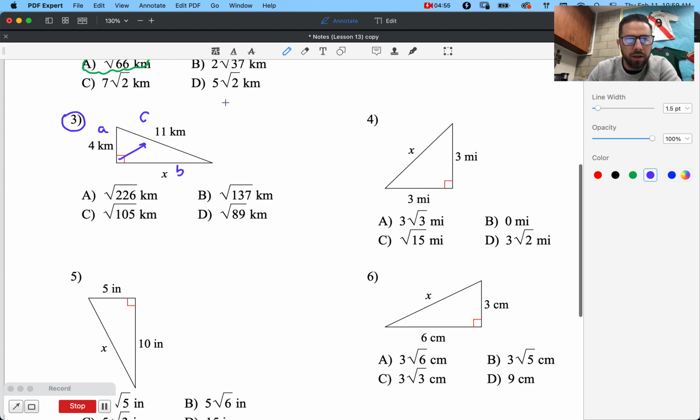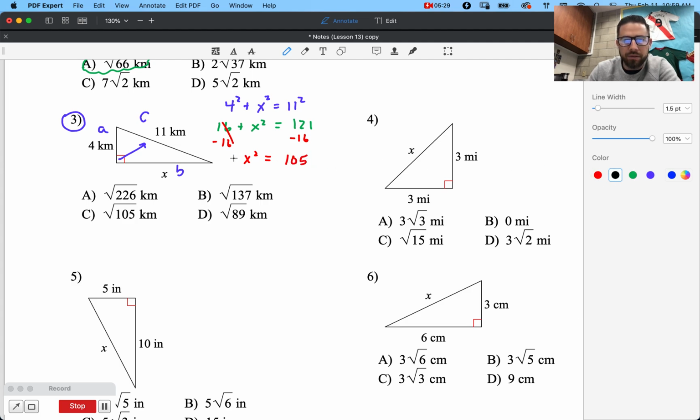So A squared, that's 4 squared, plus B squared, well, my B is X, so I'm going to say X squared, equals C squared. My C is 11, 11 squared. Okay, 16 plus x squared equals 121. We got to subtract the 16 from both sides. X squared equals, I think it's 105.